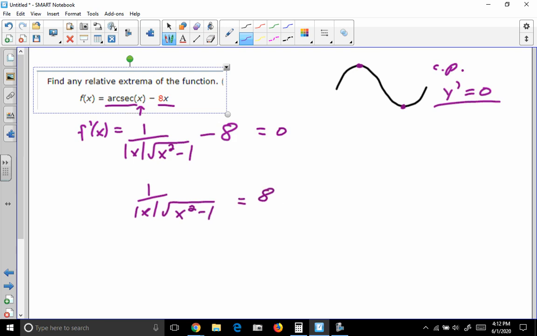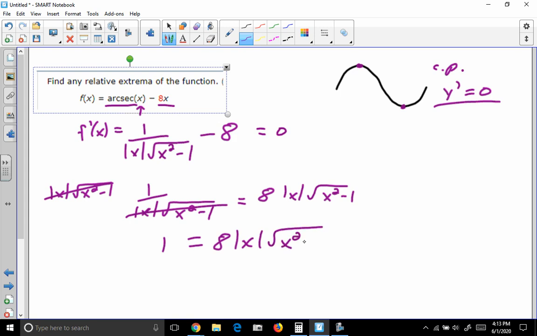If we want to, we can cross multiply, or you could say multiply both sides by the absolute value of x times the square root. So those cancel, so we get 1 equals 8 times the absolute value of x over the square root of x squared minus 1.